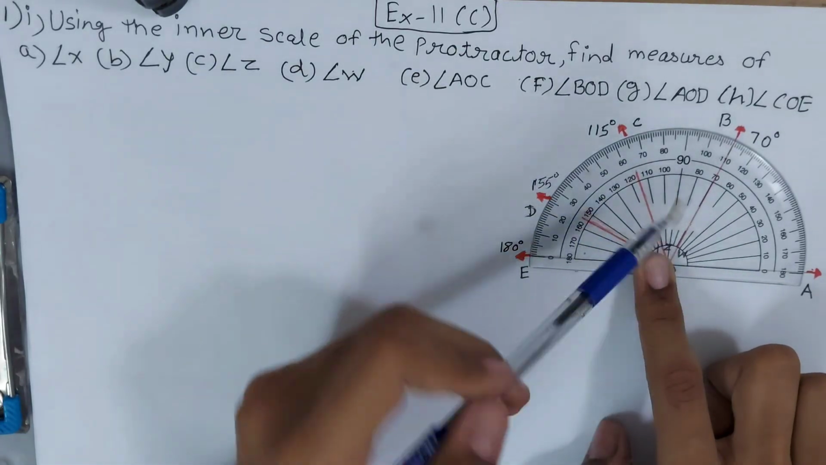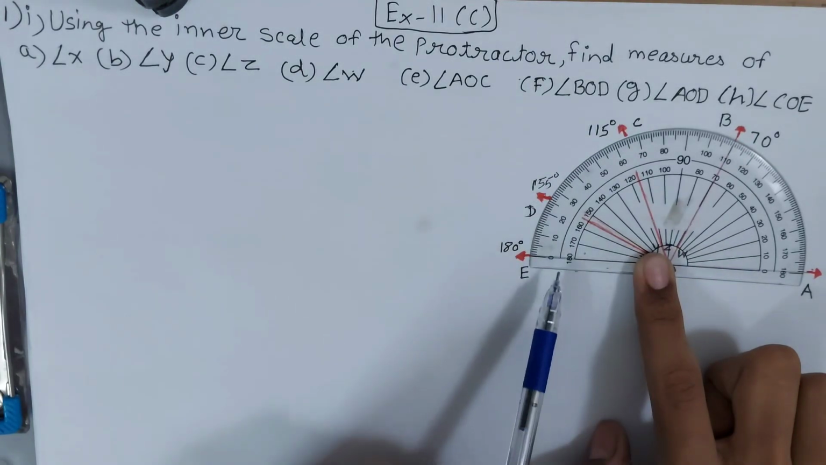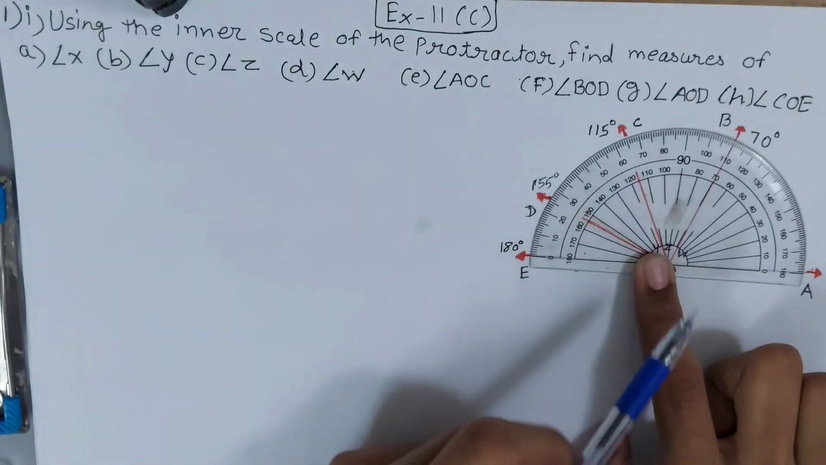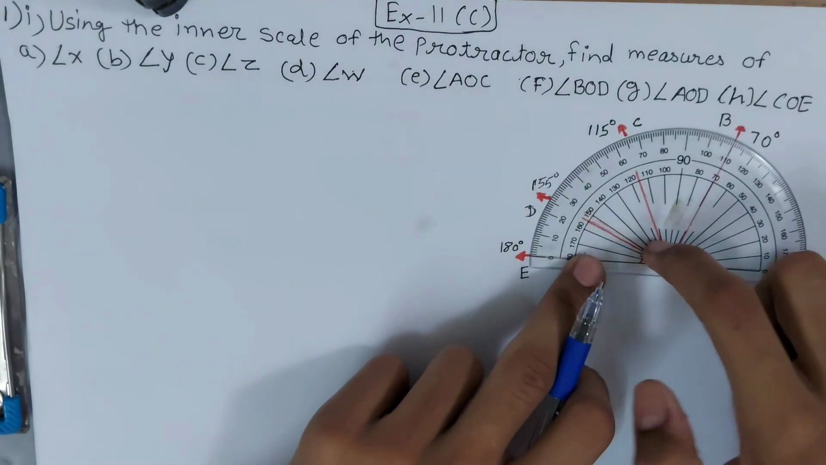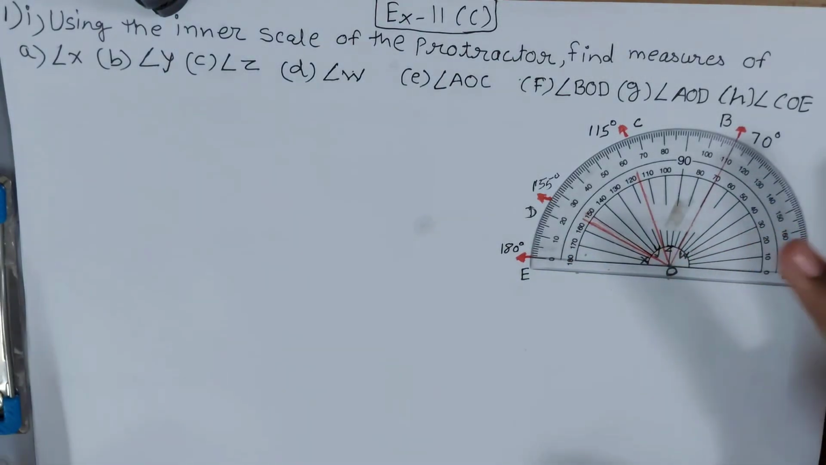This protractor is used to measure angles in degrees only. You can see it's a semicircle, and a semicircle has 180 degrees, that is half of the circle, whereas a complete circle has 360 degrees in it. So this is the thing. Let's measure angle X now. You have to only look at the inner scales.